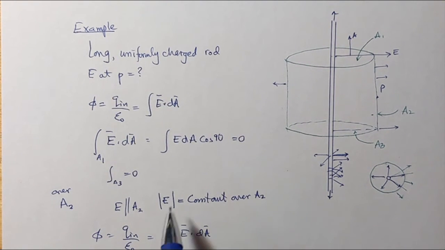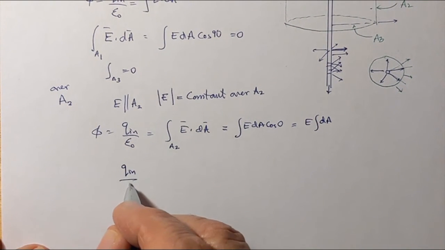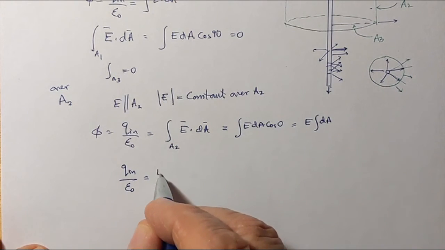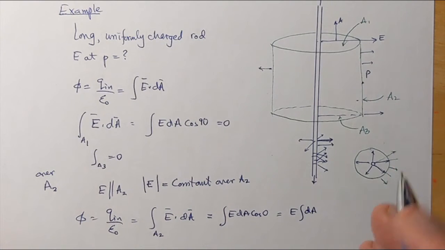So now because they're parallel, it becomes E dA cosine of 0 everywhere, which is equal to 1, and because E is constant, we can take it outside. And so the Q in, well, we still have to figure out Q in. So let's write it here, and then we'll figure it out. Q in over epsilon naught equals E dA, and dA is the area A2.